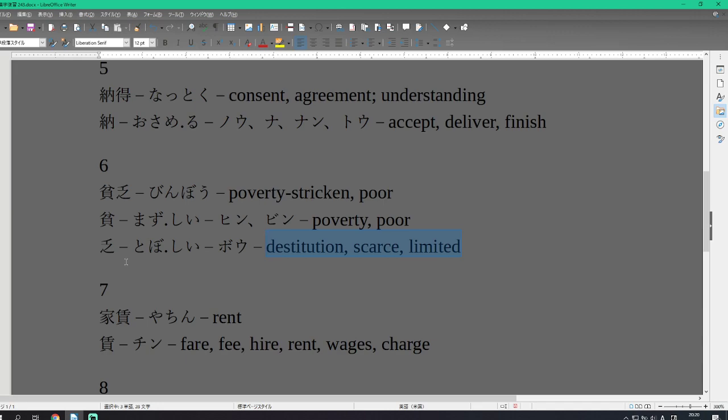Bun on top of a money sign is mazushii, hin or bin, poor or poverty. One part money is not enough. You need more parts money. Rich. Mazushii or bin, poverty or poor, poverty stricken.